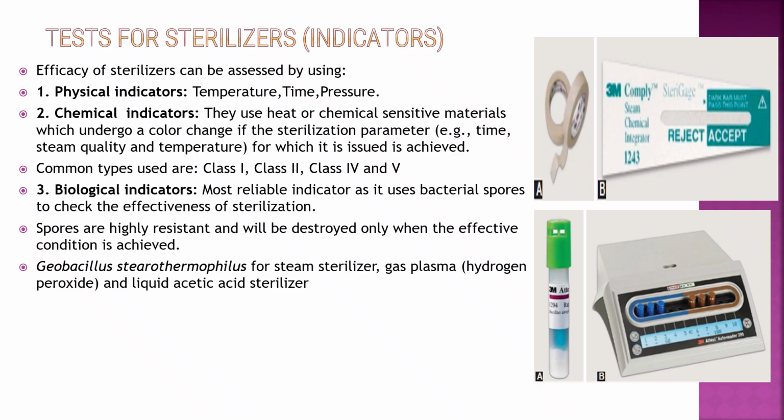Biological indicators are the most reliable indicator as they use bacterial spores to check the effectiveness of sterilization. Spores are highly resistant and will be destroyed only when the effective condition is achieved. Geobacillus stearothermophilus is used for heat sterilizer, gas plasma hydrogen peroxide and liquid peracetic acid sterilizer.